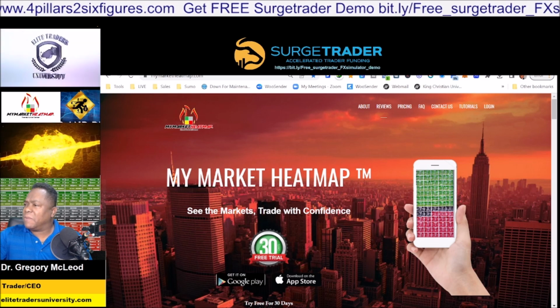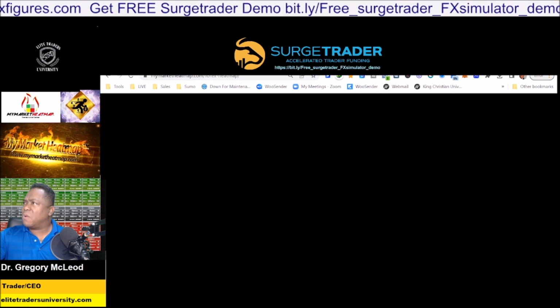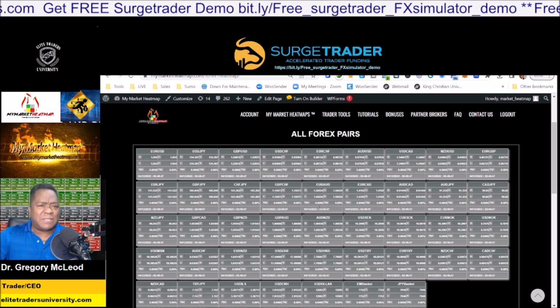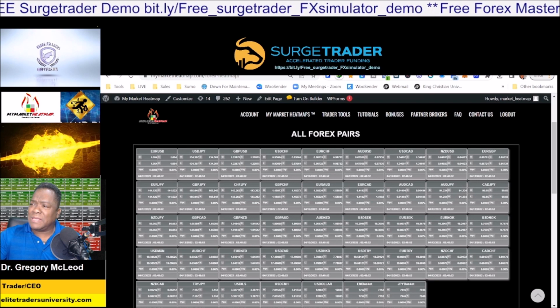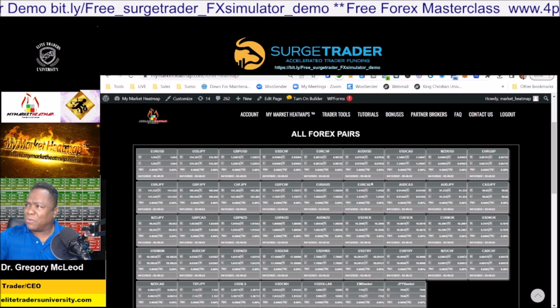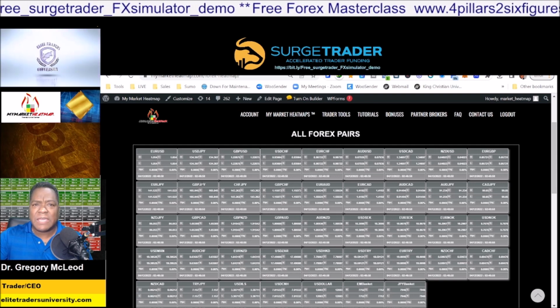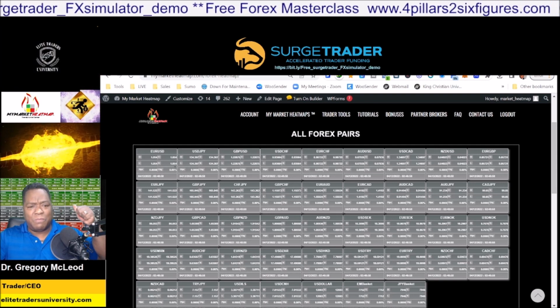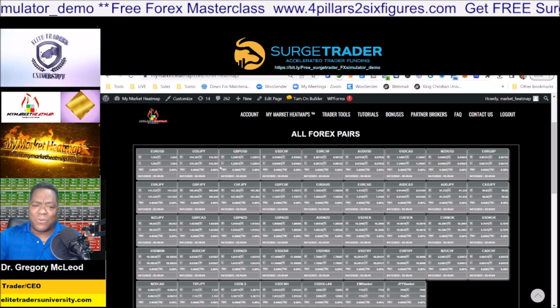My Market Heat Map, you can get a free trial for 30 days if you'd like. Right now it's Saturday, going on Sunday, and the market is very quiet, so all the pairs are in the gray. But when the market is alive and kicking, green things are moving in an uptrend, red's moving in a downtrend, gray, stay away.